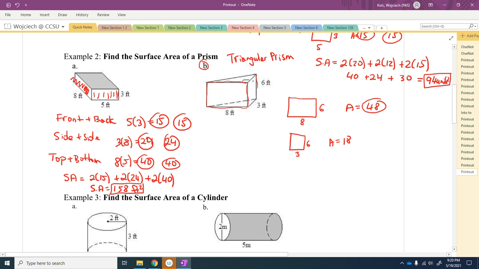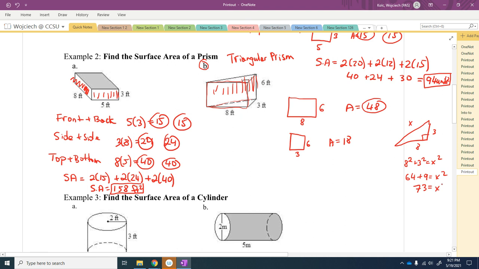Now, what about the wall that you see in the back? In other words, the wall over there. Unfortunately, we do not know the length of this side. So if you draw a triangle, 3, 8, and we don't know the length of the longest side, I'm going to call this x. We can use the Pythagorean theorem to get x. So we can do 8 squared plus 3 squared is equal to x squared. 64 plus 9 is equal to x squared.